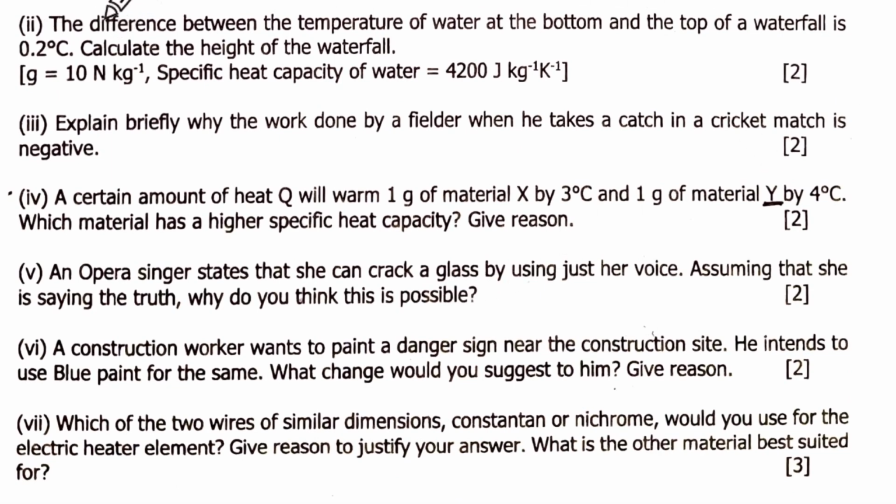The second part: the difference between the temperature of water at the bottom and top of the waterfall is this. Calculate the height of the waterfall. So what are they telling you? That delta T in the temperature is 0.2 degrees C, and they say find the height of the waterfall.